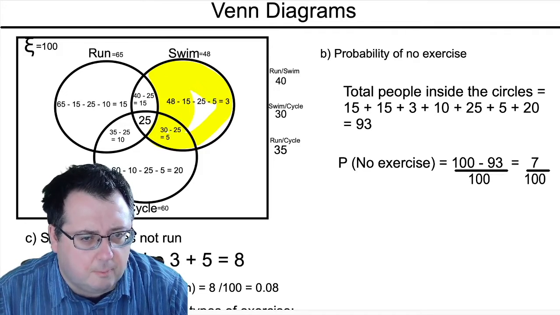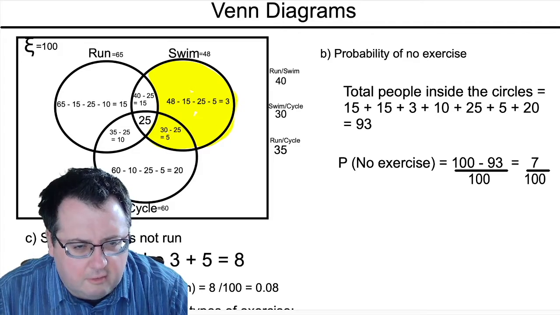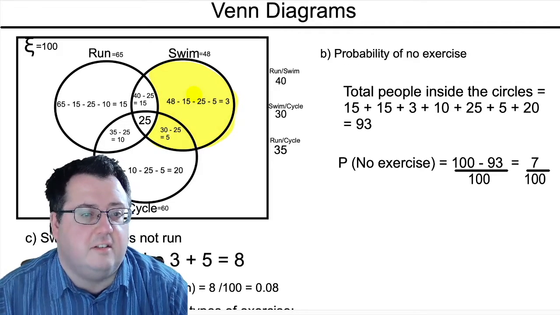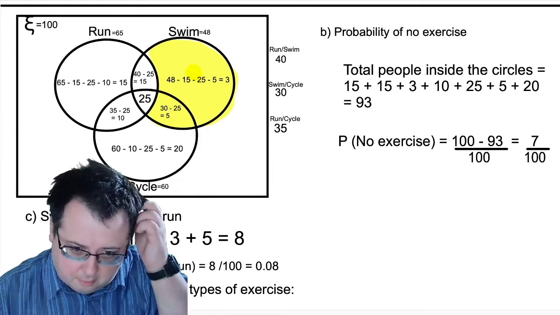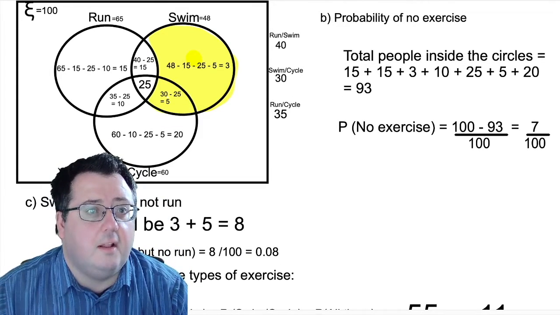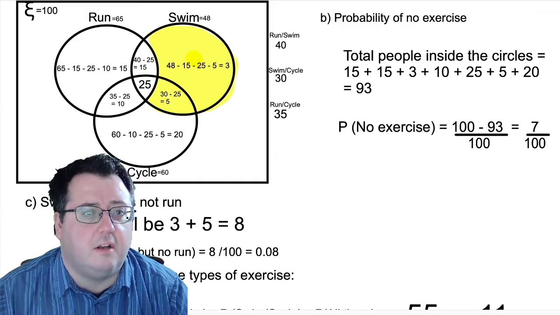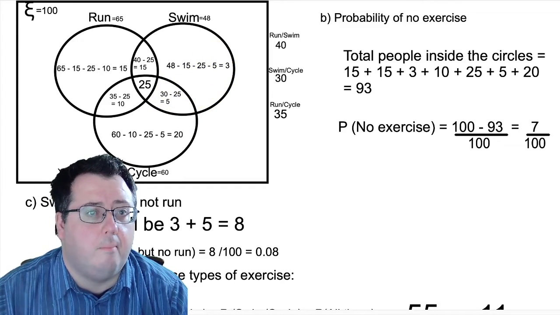inside the run circle, but I can include everything else, which I've highlighted. 3 plus 5 will make 8, so swim but no run is 8 out of 100, or 0.08. Let me now clear that. Let me get a rubber, big rubber. There we go. That's now clear again.